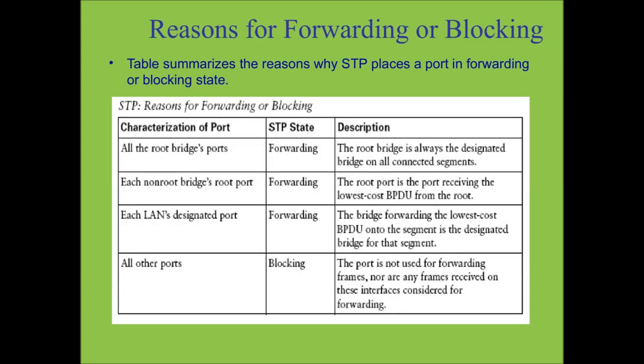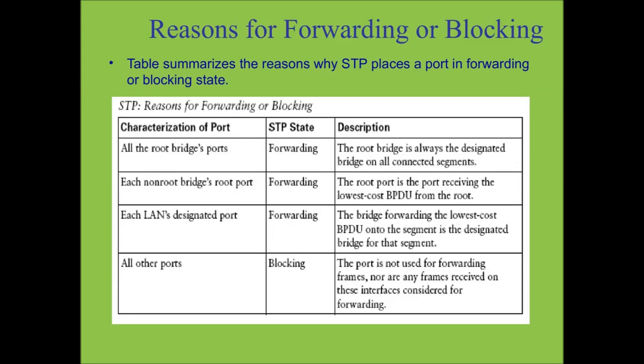Reasons for forwarding or blocking. This table summarizes the reasons why STP places a port in forwarding or blocking state. On the left side you can see the characterization of the port, then the STP state, then the description. First of all, we will see the characterization of the port. All the root bridge's ports are in forwarding state. Why? Because the root bridge is always the designated bridge on all connected segments. Because the root bridge is the main bridge, all the ports will be in forwarding state.